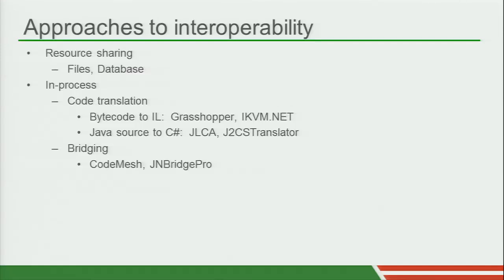Another approach to this is bridging. So things like CodeMesh and JNBridge Pro actually enable you to take .NET objects and translate them to Java objects or vice versa inside your single process. More common today are not the resource sharing, although integration at the database is still sadly much more popular than it should be. But the code translation and bridging approaches have sort of fallen out of favor in favor of things that happen over the wire instead, that allow each platform to continue to operate somewhat independently, but then use wire transfer processes to actually exchange information.